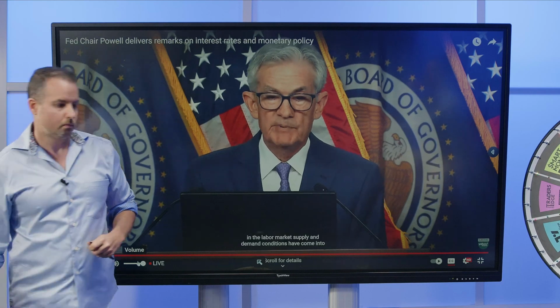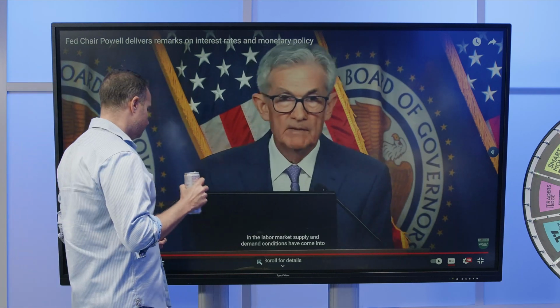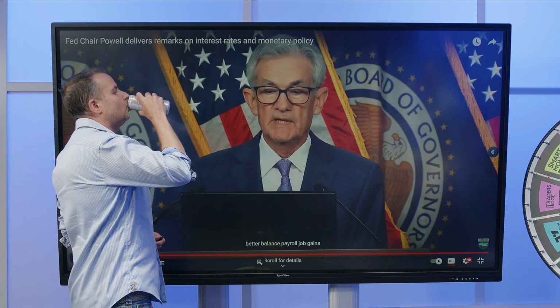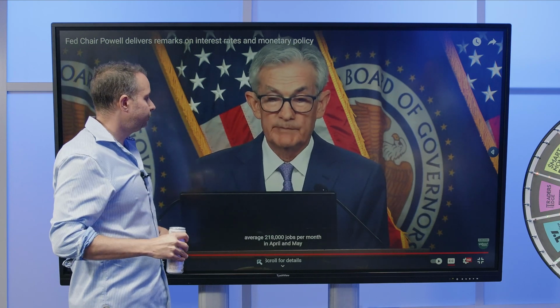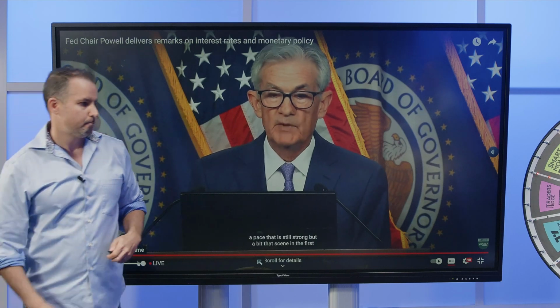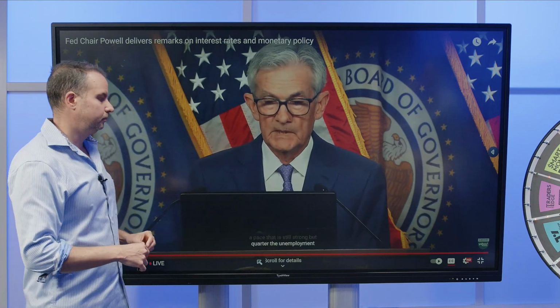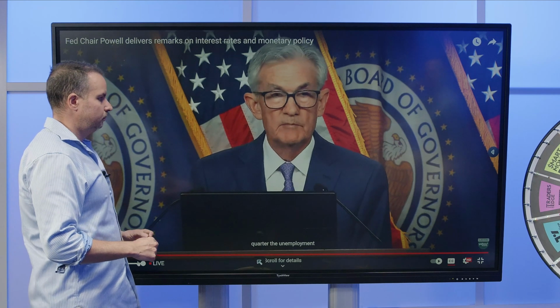In the labor market, supply and demand conditions have come into better balance. Payroll job gains averaged 218,000 jobs per month in April and May, a pace that is still strong, but a bit below that seen in the first quarter. The unemployment rate ticked up, but remains low at 4%.